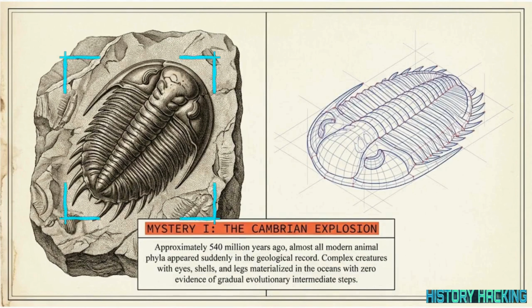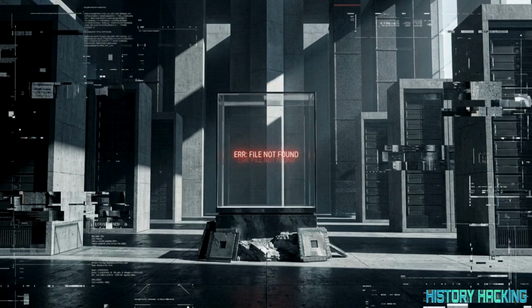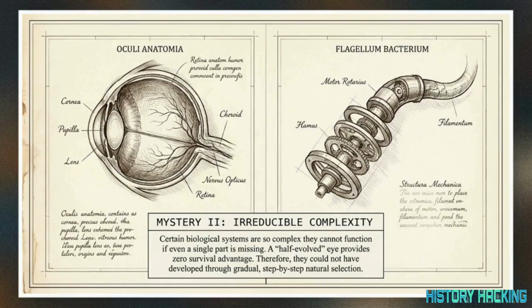Comparing this physical trilobite fossil to its wireframe schematic shows why the missing links remain elusive. These intermediate steps were never programmed into the database. Evolutionary biology hasn't lost these records to time. They simply do not exist in the simulation source code.